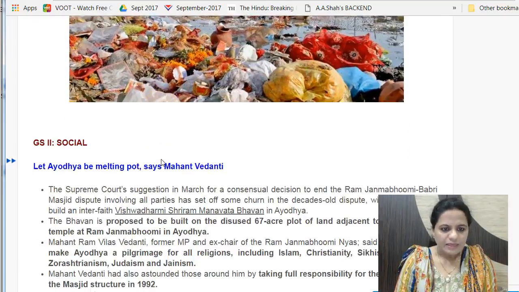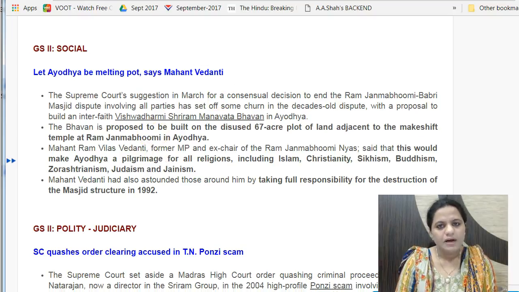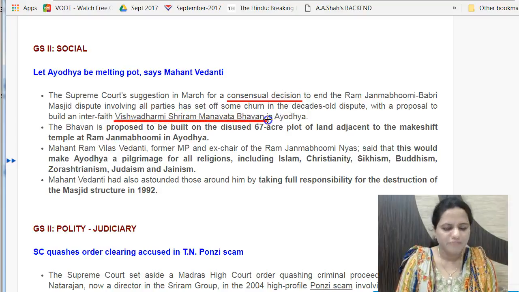The next is, let Ayodhya be a melting pot, says Mahant Vedanti. This is a Mahant, a sadhu, who says that in the Ram Janmabhoomi Babri Masjid dispute, as the Supreme Court has also asked for a consensual decision, meaning all parties coming together and coming to a consensus to end this dispute, an interfaith Vishwadharmi Sri Ram Manav Bhavan can come up in Ayodhya in this region. It will be built on the disused 67-acre plot of land which is adjacent to the makeshift temple at Ram Janmabhoomi in Ayodhya.